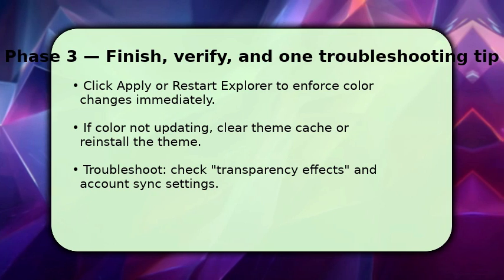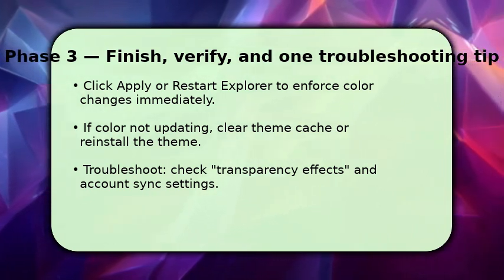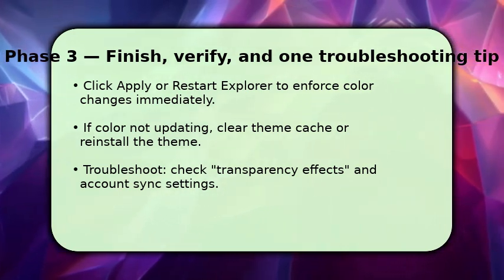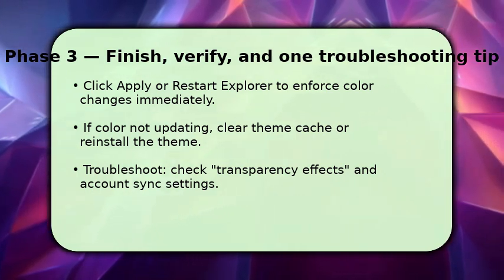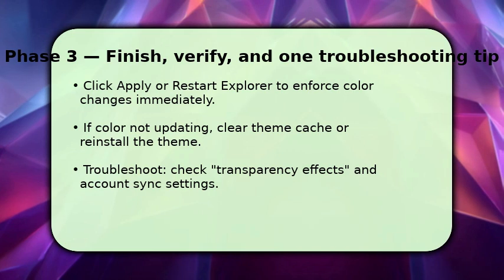If a Chrome theme doesn't show, clear the browser theme cache or remove and reinstall the theme. Make sure transparency effects aren't interfering, and verify account sync isn't overriding local settings. If problems persist, reset color settings to default, then reapply a single change to isolate the cause.